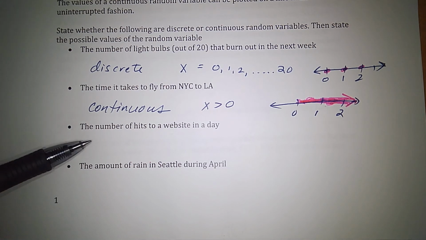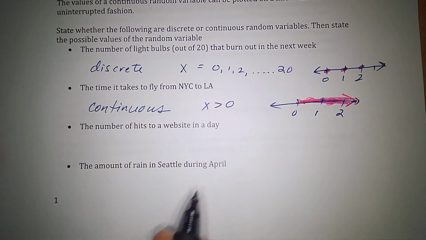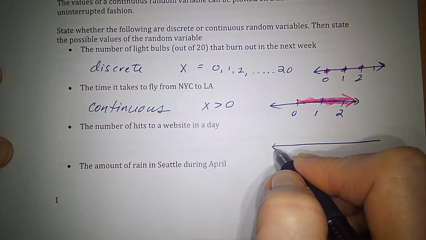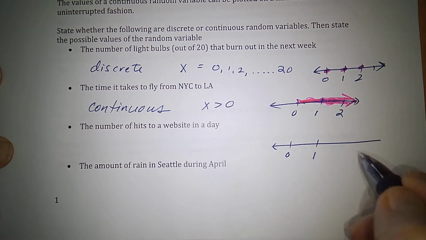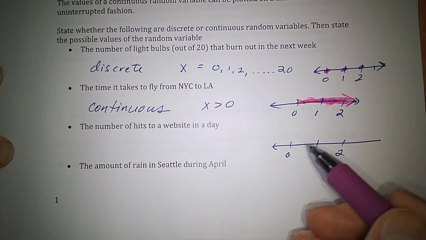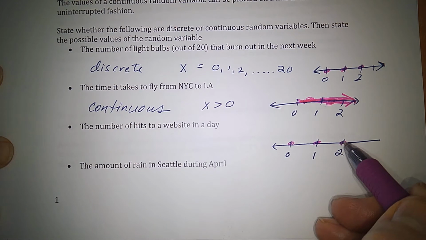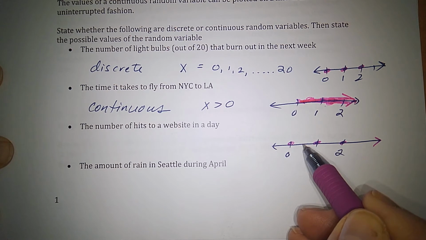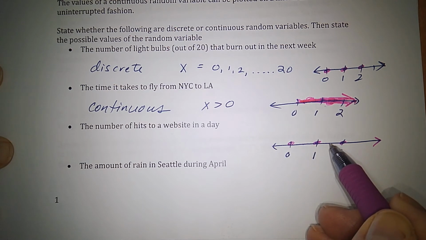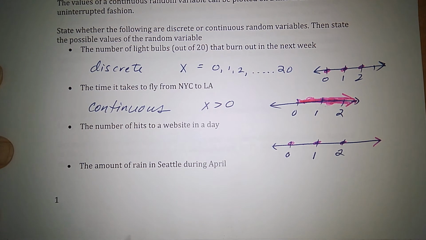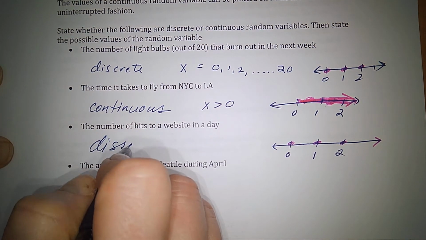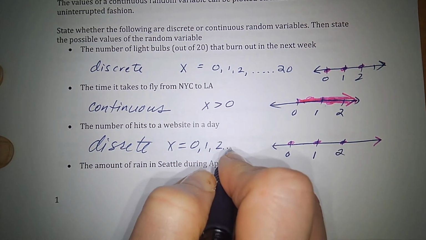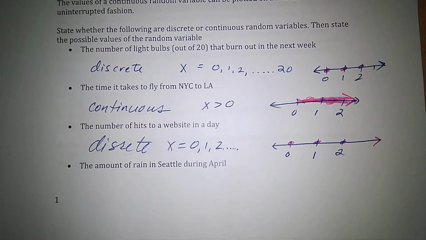How about the number of hits to a website in a day? Well, let's look at a number line. The number of hits to a website, well, you could have 0, you can have 1 hit to a website, you can have 2 hits to a website, and so on. But can you have space in between here? Can you have a half of a hit to a website or 1.5 hits to a website? And the answer is no. This is again going to be a discrete variable because they are countable values where x can be any number between 0 up to essentially infinity.